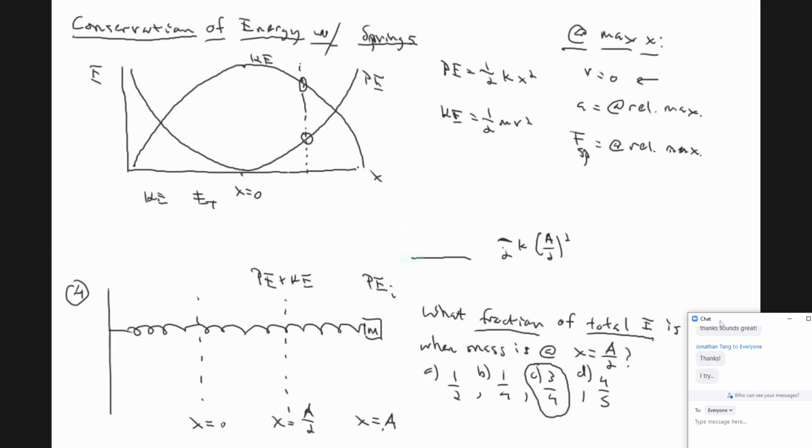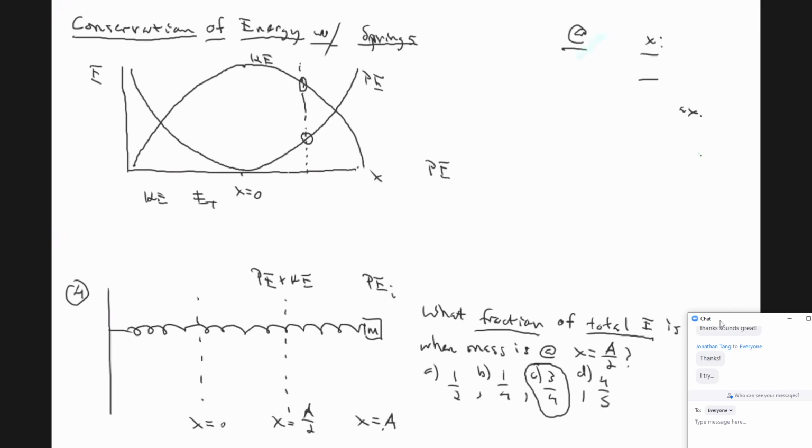So we're starting with the energy we start with at the beginning, which is all potential, which is 1/2 k A squared. So PE initial. Let's delete all of this too, so we have more room. So the initial energy that we have when we're at A is all potential. And then when we're at A over 2, we have potential plus kinetic, right?